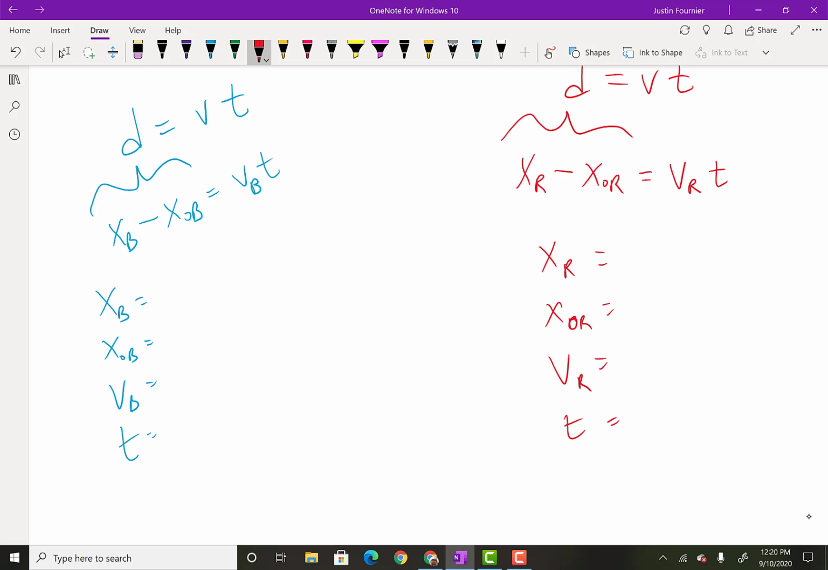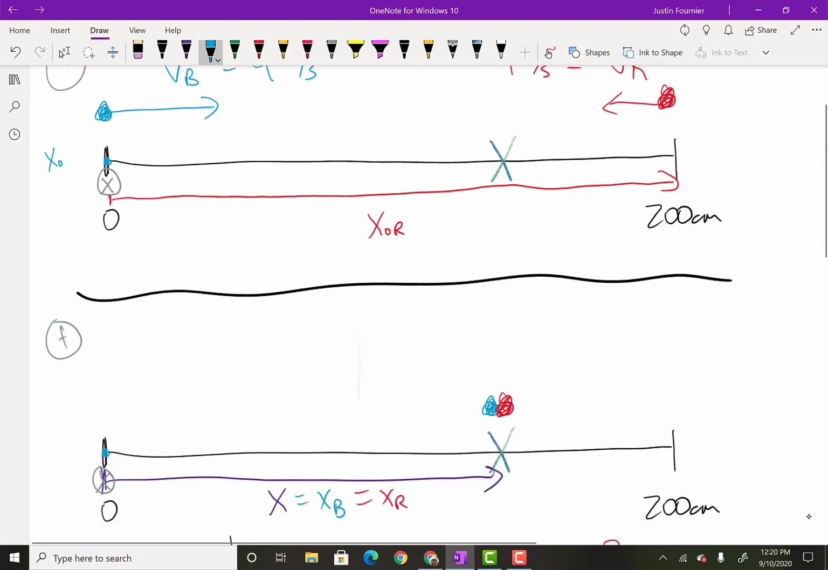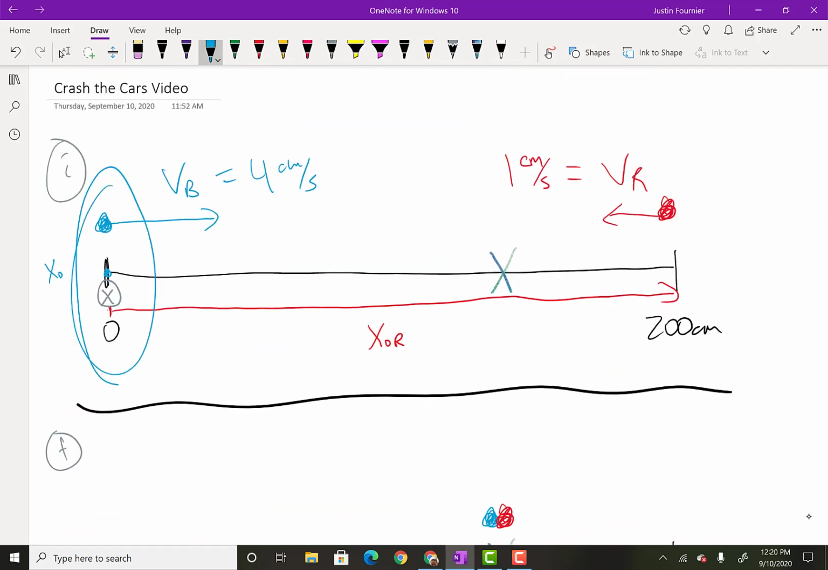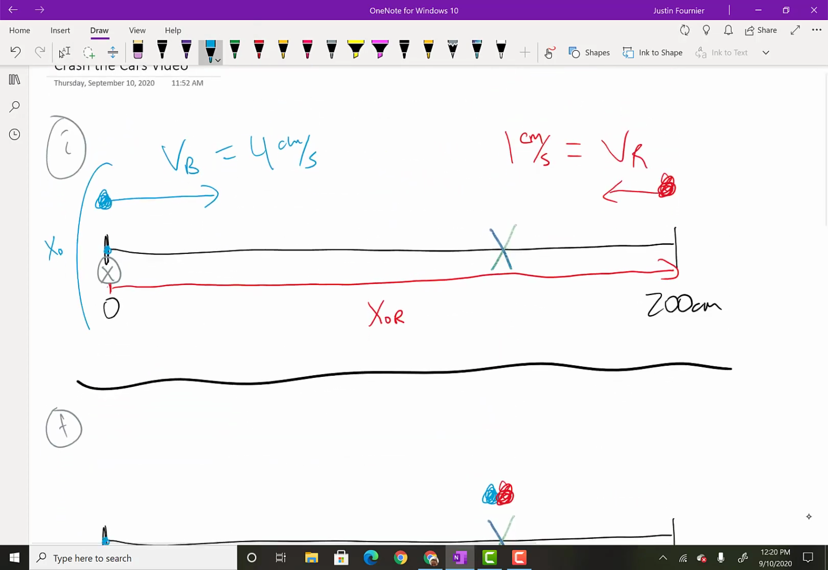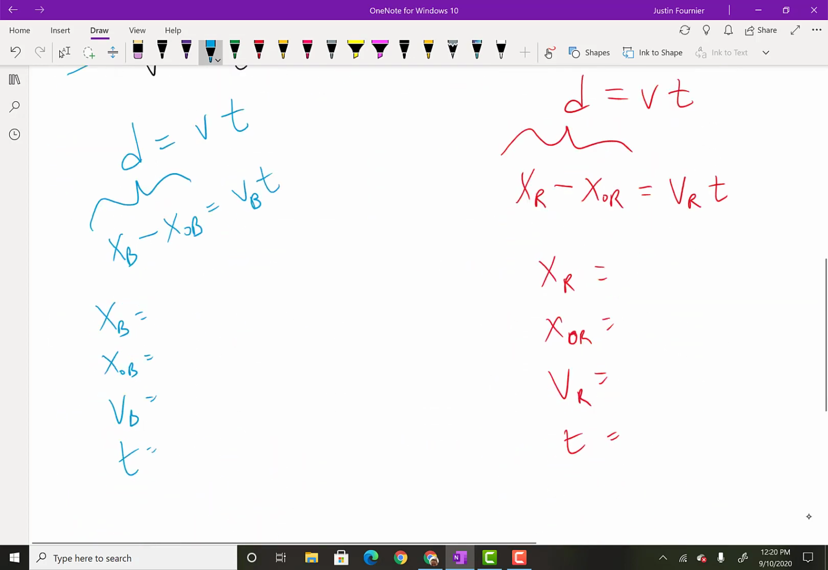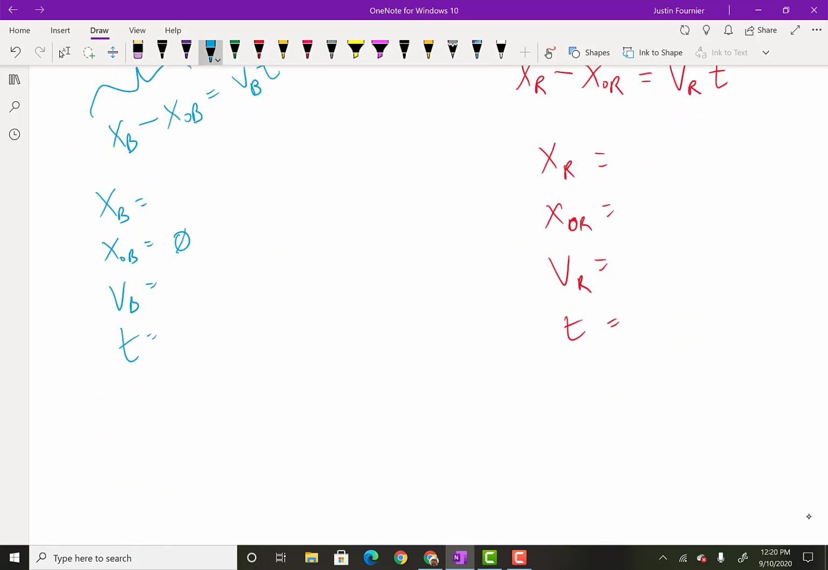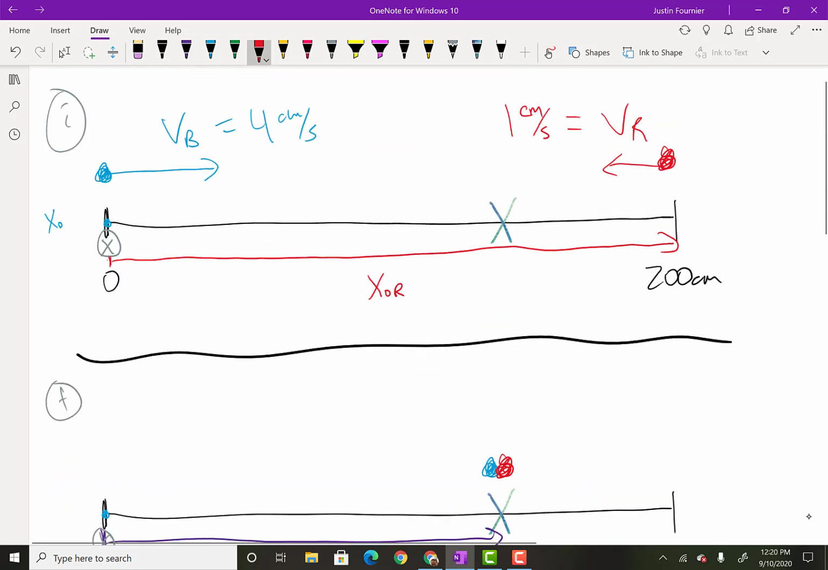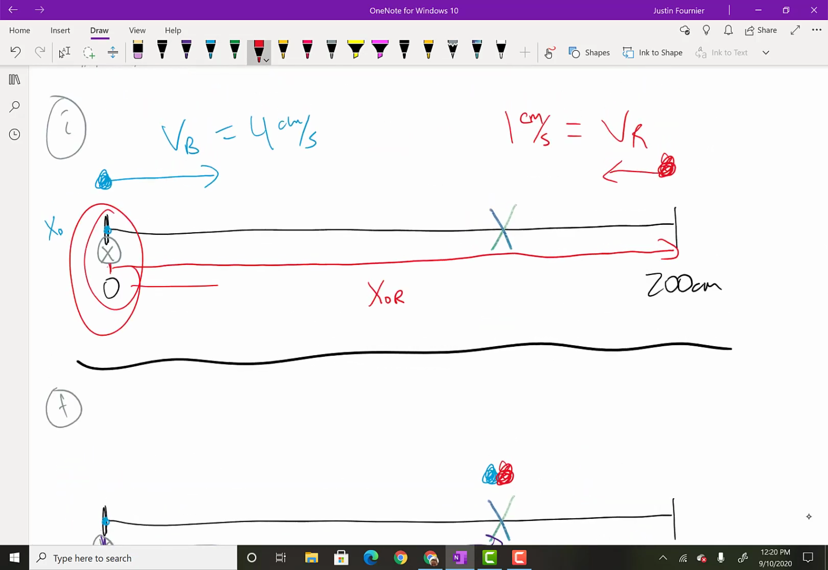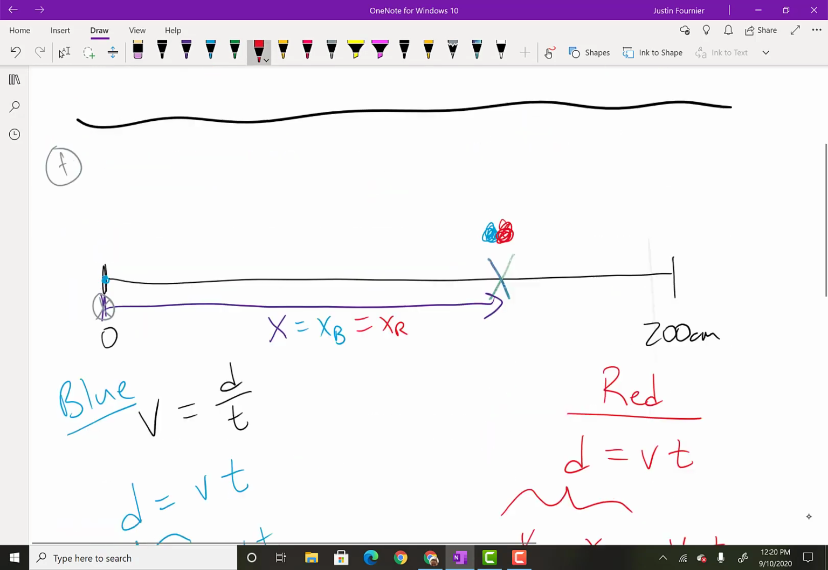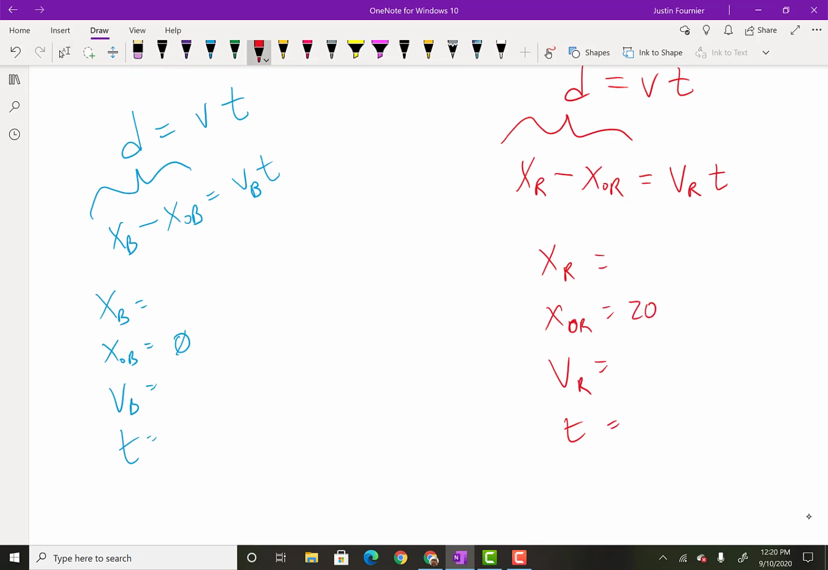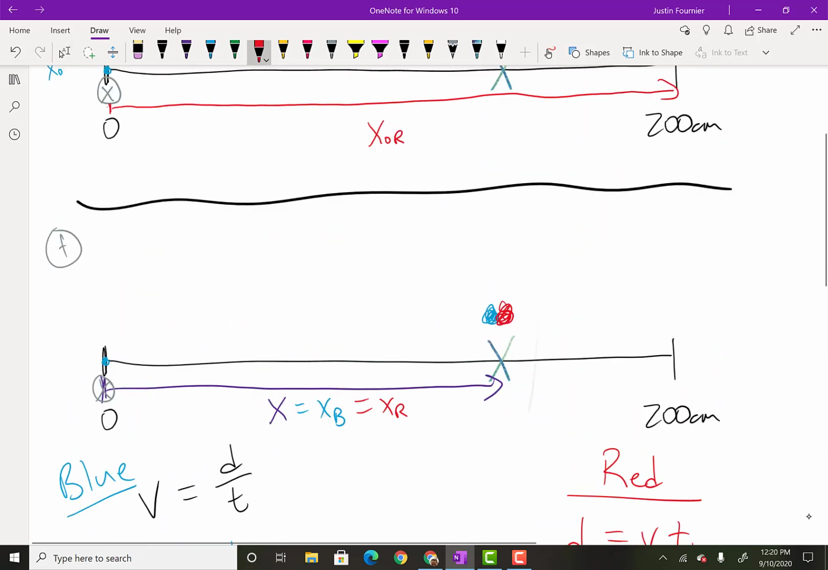All right, and so I can start filling in things that I know. Let's see. I know the initial position of the blue car. At the initial position, when time starts, so this is when the time is 0, starting at time equals 0, the initial position of the car is at 0. And then the initial position of the red car, with respect to my origin, is all the way over here. So the red car is at the 200 centimeter mark. All right. So I'll make that 200 centimeters to the right.